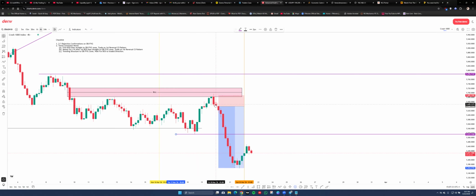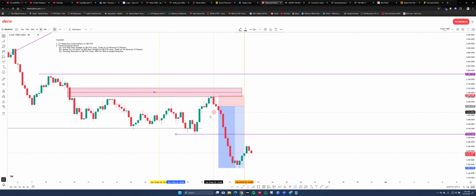So the reason why I didn't enter here, I would have entered here if I was to see this, but the reason why I wouldn't enter it is because a proper evening star candlestick pattern has to close below the wick of this.